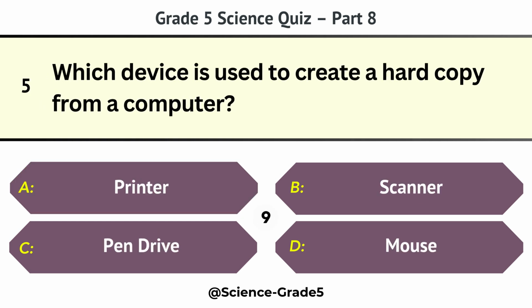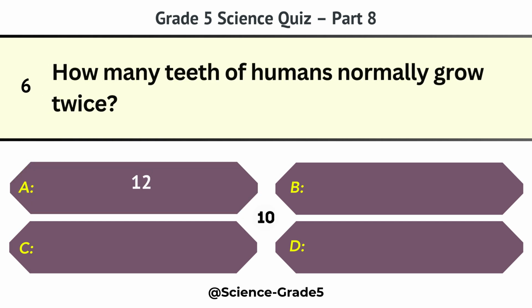Which device is used to create a hard copy from a computer? Printer. How many teeth of humans normally grow twice? 20.